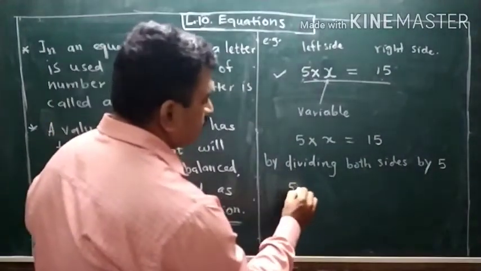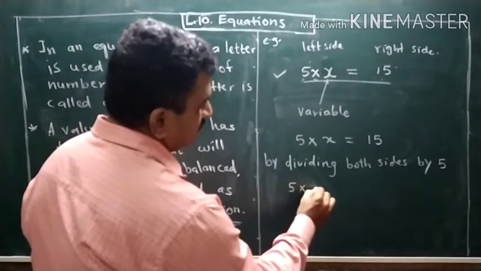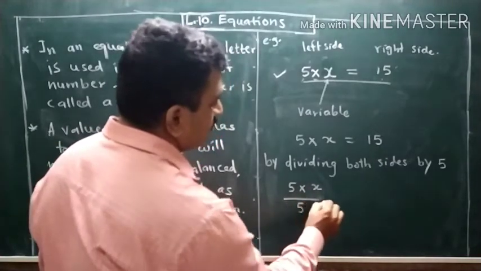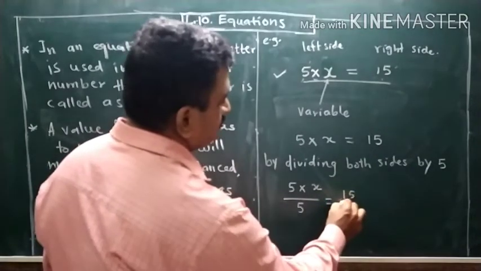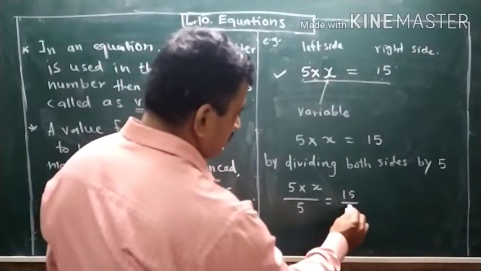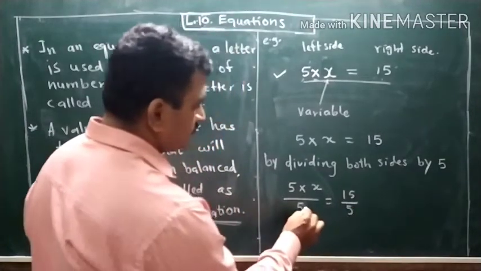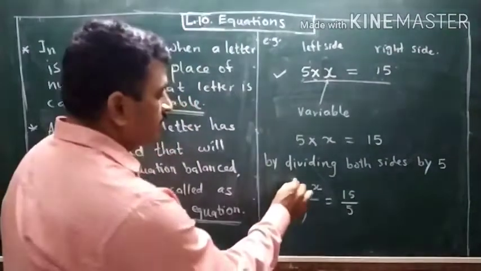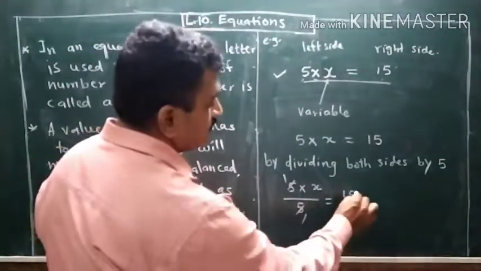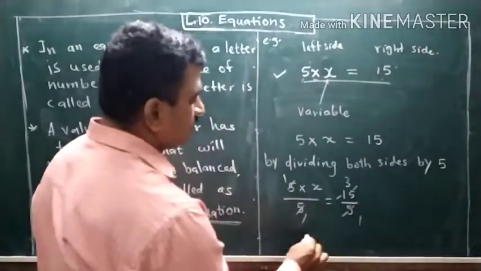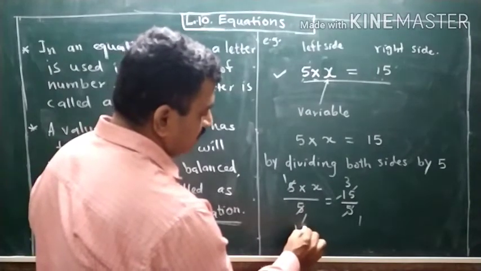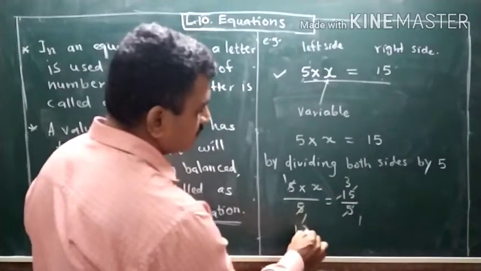So 5 multiplied by X divided by 5 is equal to 15 divided by 5. 5 into 3 is 15. So we are getting here 1x, 1 multiplied by x is 1x.